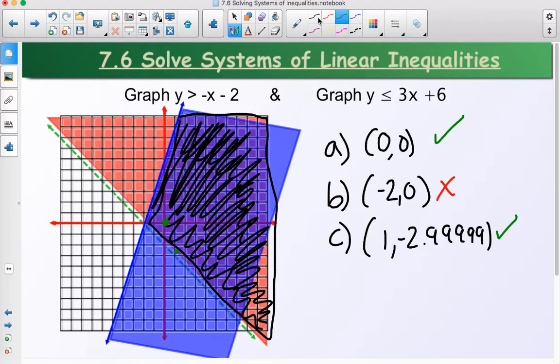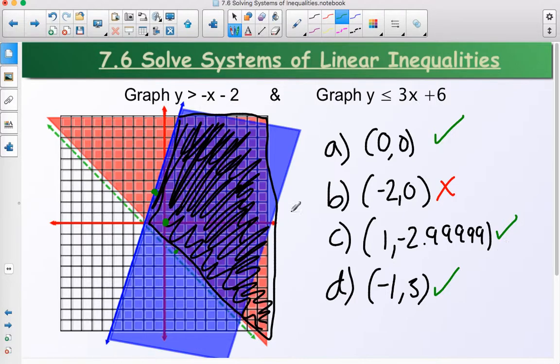What about the very last one? What if I check negative 1, 3? If I go left 1 and up 1, 2, 3, that point is on this blue line. Because the blue line is solid, I can be on that and it'll work. It would be one of my points that are in my black shaded in region. So that one works as well. The only one that does not work is B.